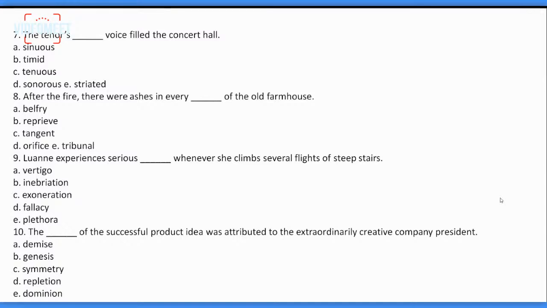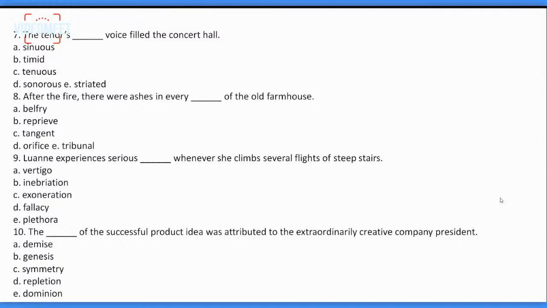Now the two options that are making the most sense here are tangent and orifice. Now in every direction, every tangent of the old farmhouse is not making quite a sense here, but orifice is, because we're talking about every hole of the old farmhouse, every corner, every spot. After the fire there were ashes everywhere, right? So the correct answer for the eighth question would be orifice.